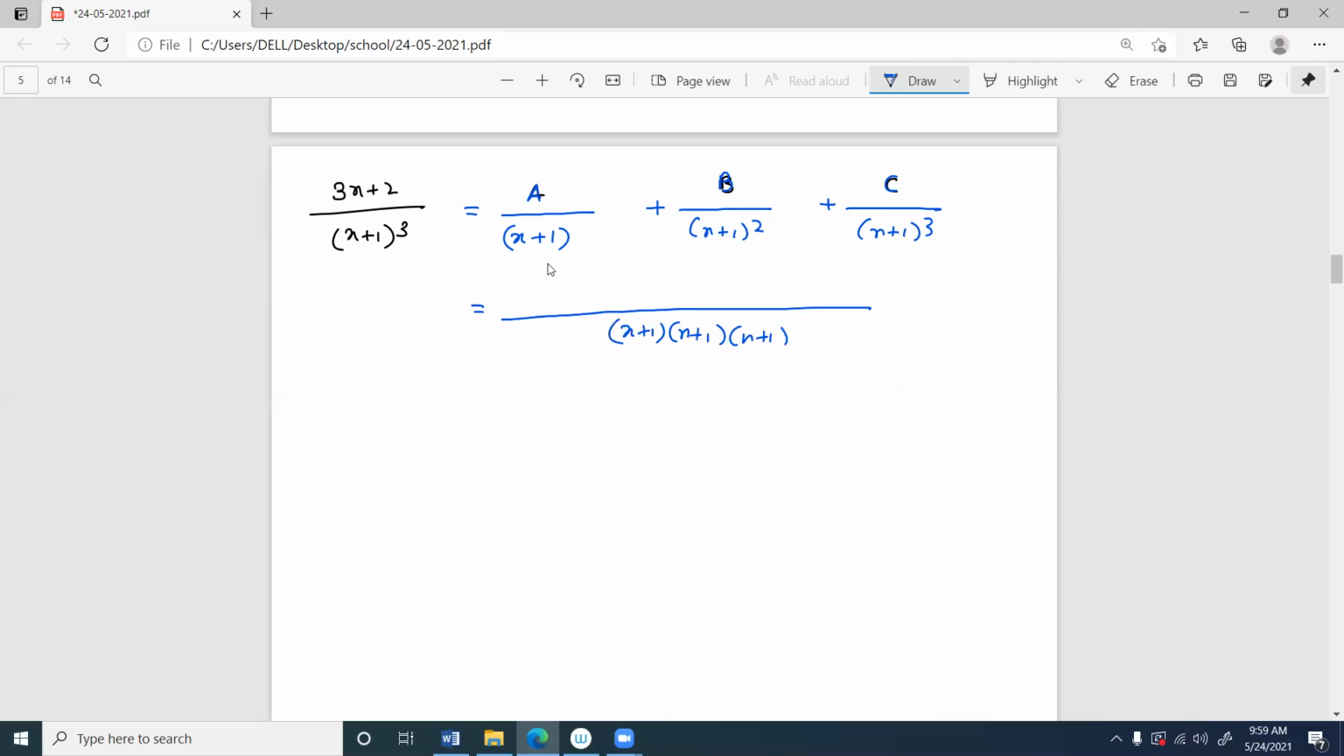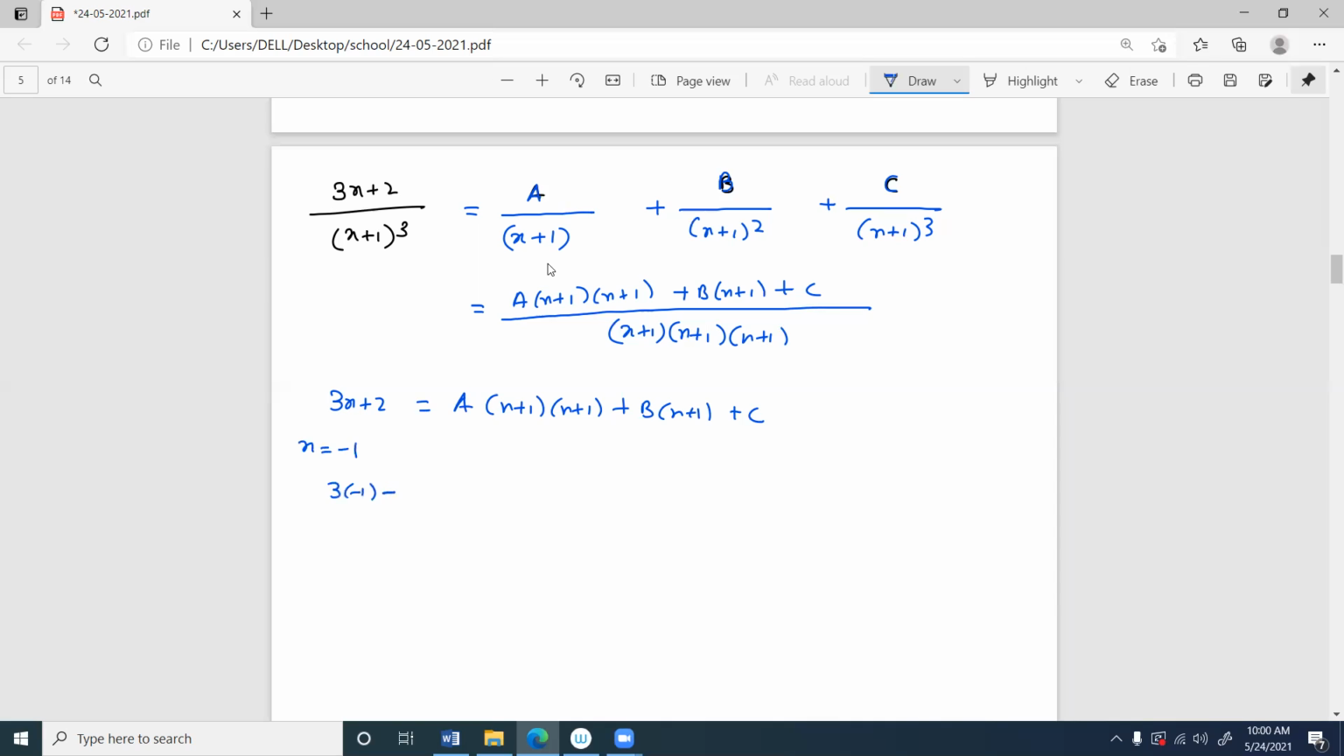Now, to cover one x plus 1, the A is x plus 1 into x plus 1. B covers two x plus 1s, so you can say just 1 x plus 1. C covers all three x plus 1s, only C is there. Then you can write 3x plus 2 equals A times x plus 1, x plus 1, plus B times x plus 1 plus C. Right.